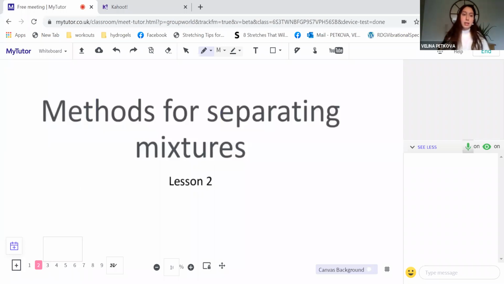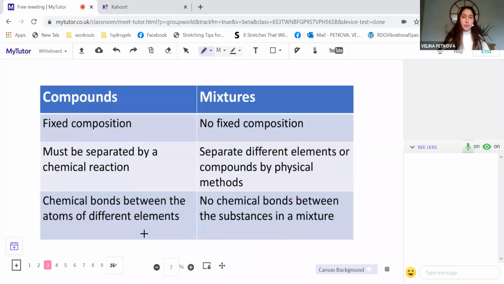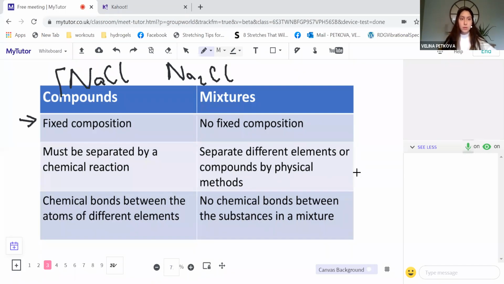Firstly, let's start by understanding the difference between compounds and mixtures. So what is a compound? An example of a compound is NaCl. A compound has a fixed composition, which is really key. You will never have Na2Cl. It is always NaCl. That's what a fixed composition means. To separate NaCl, you need to do another chemical reaction. You can't separate NaCl by any physical methods.